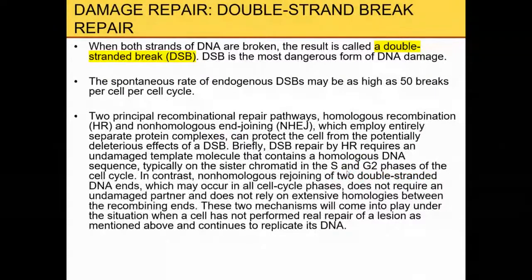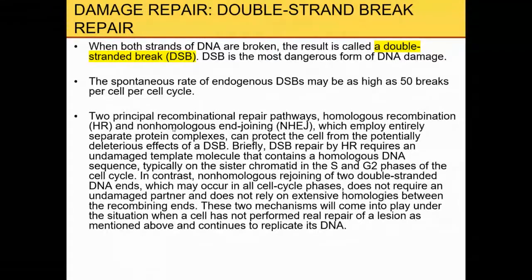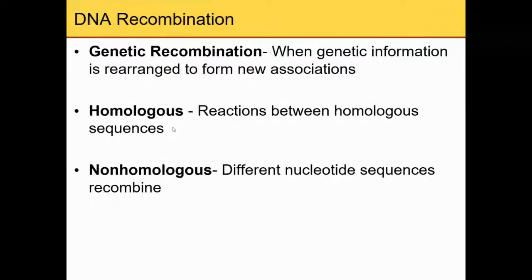And then the double strand break repair, that's DSB. For the double strand break repair, basically you have two different types of repair pathway. You have both homologous recombination, HR, and non-homologous end joining, NHEJ. So basically, these two mechanisms can repair the double-strand break.